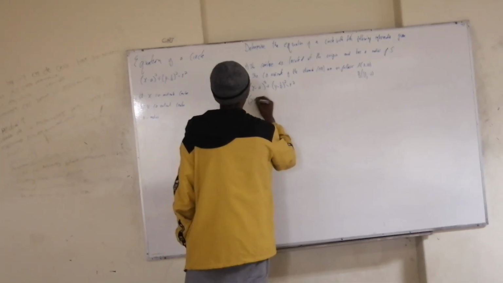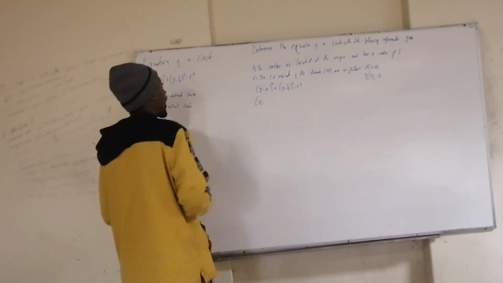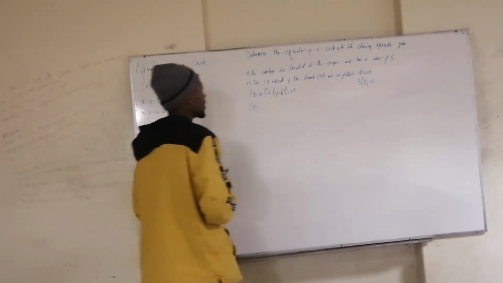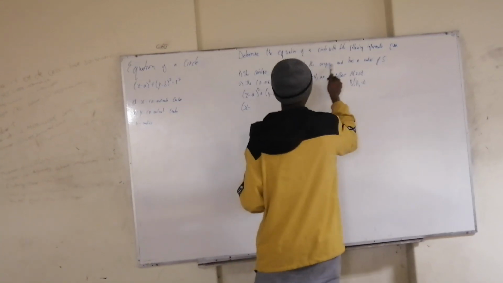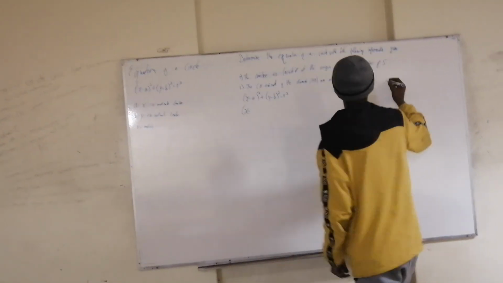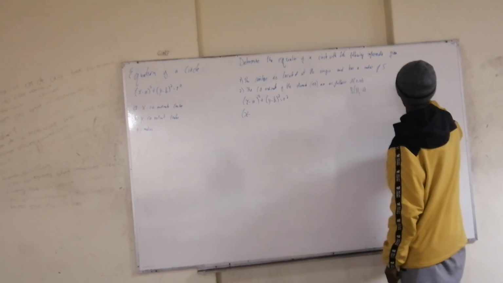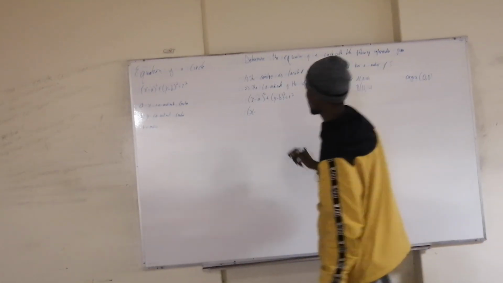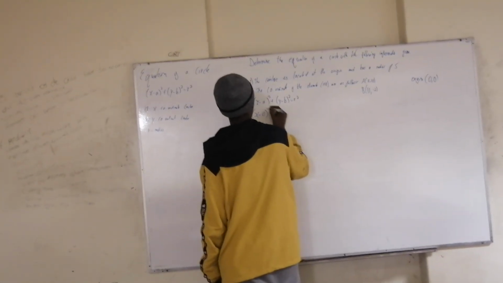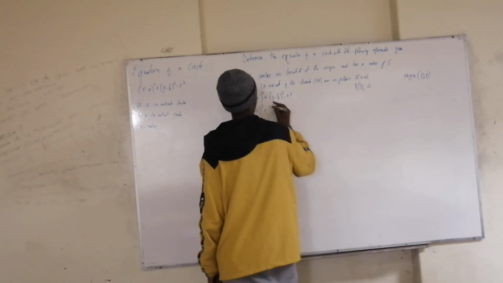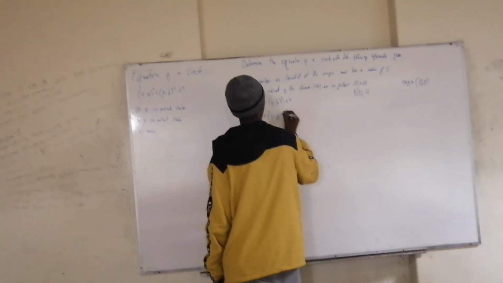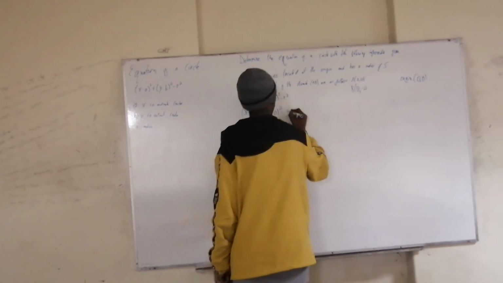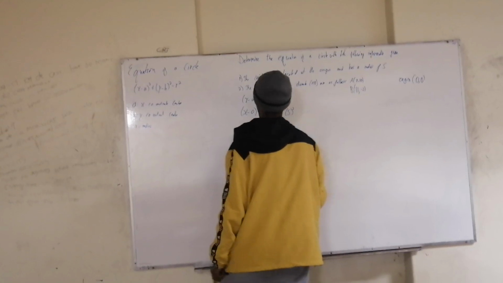We know that a is the x coordinate of the center, and we know the center of the circle is located at the origin, and the origin coordinates are 0, 0. So here it is x minus 0 all squared plus y minus 0 all squared, and radius, we have been given the radius here as 5 all squared.